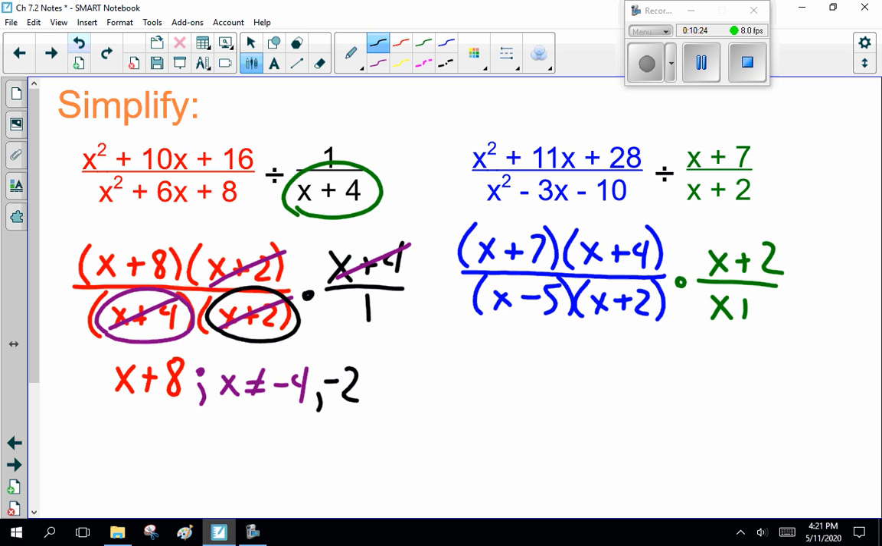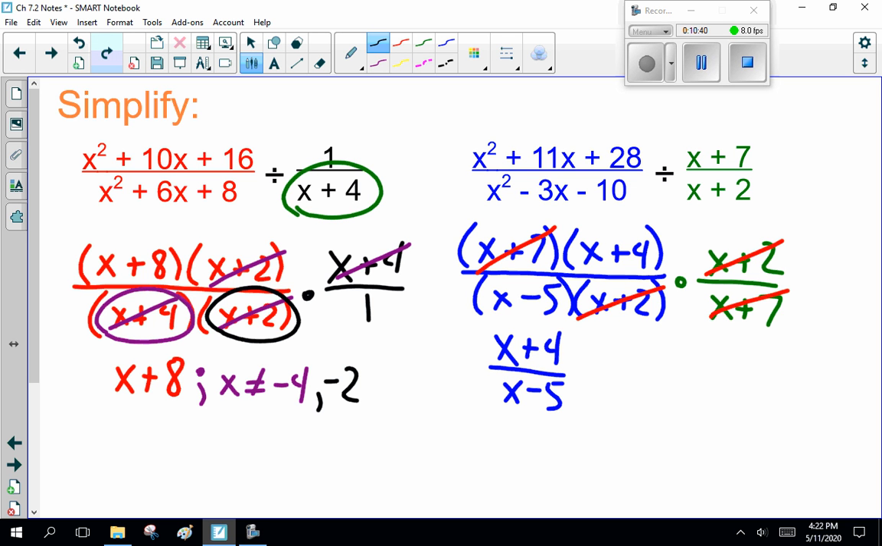There we go. So x plus 4 times x plus 7 divided by x minus 5 times x plus 2 times, notice I flip it, it becomes x plus 2 over x plus 7. Stuff cancels out. I'm down to x plus 4 divided by x minus 5.